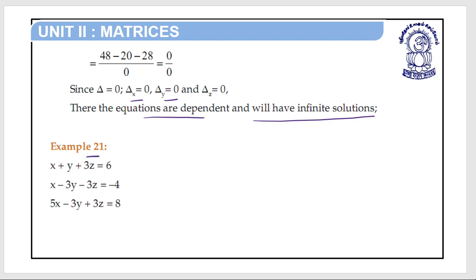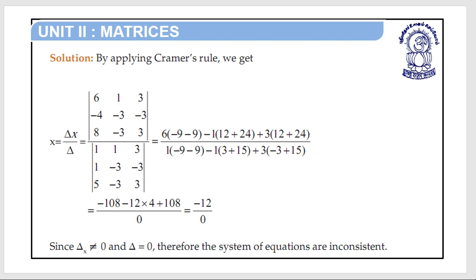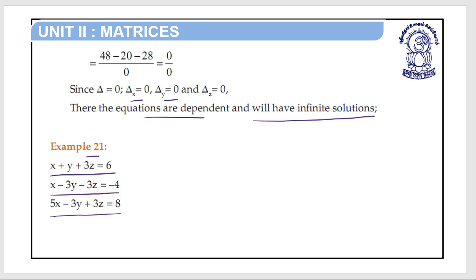Now example 21. x plus y plus 3z is equal to 6. x minus 3y minus 3z is equal to minus 4. 5x minus 3y plus 3z is equal to 8. By applying Cramer's rule, we get x is equal to delta x by delta. 6 minus 4, 8.